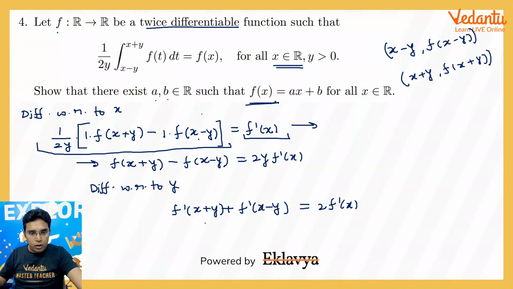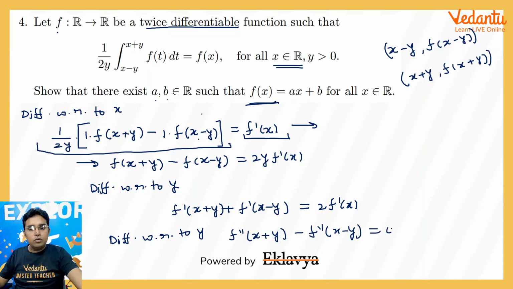But I think I'll get there in another way also. Please see how, if I differentiate this once again with respect to y, it will become f double dash of x plus y minus f double dash of x minus y is equal to 0. What exactly this says, because x I can choose anything, is that x plus y and x minus y are two arbitrary numbers.